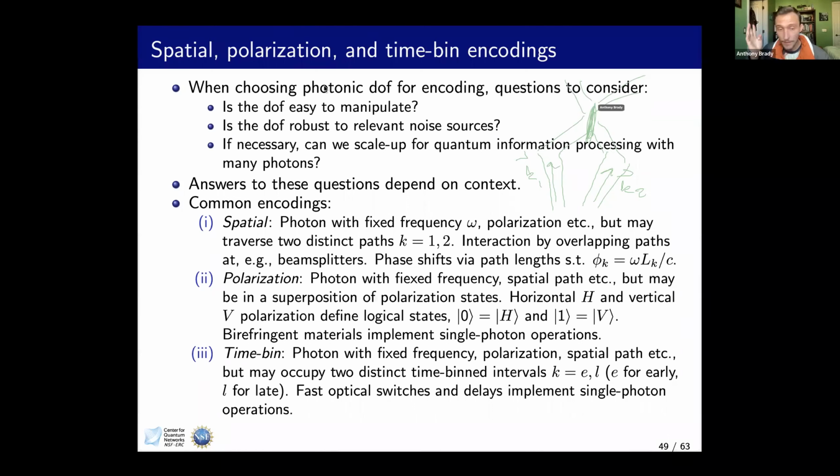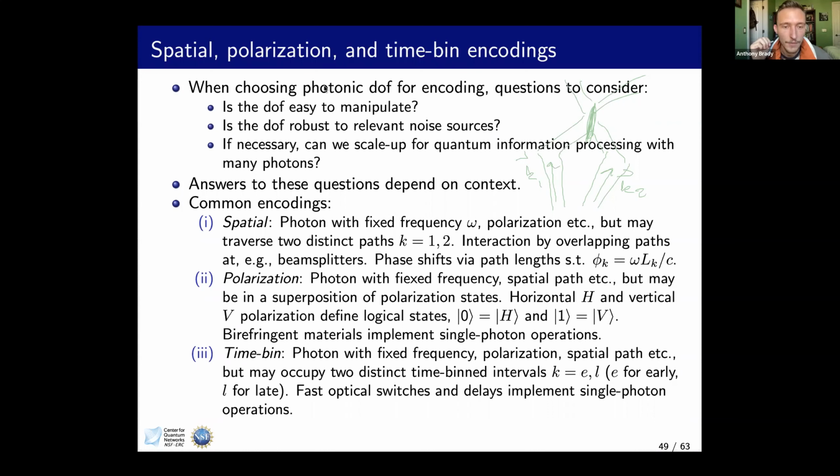And then the phase shifts that we were talking about before are directly given by the path lengths. So omega over c is just k, and then kL, with L the length of the path. So phase shifts are given literally by just changing the path lengths.